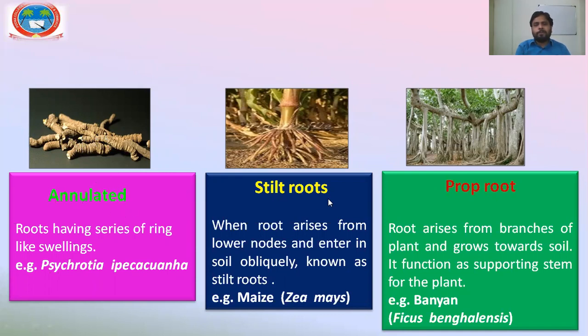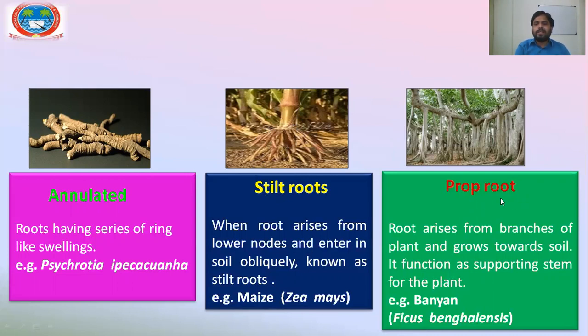Now the next one is the stilt root. Stilt root is developed from the nodal area. Generally in the family Poaceae, or the family Gramineae, the nodal area of the stem consists of certain roots which grow toward the soil, and they provide mechanical support to the standing plant. Such type of root is called the stilt root. For example, maize, that is Zea mays.